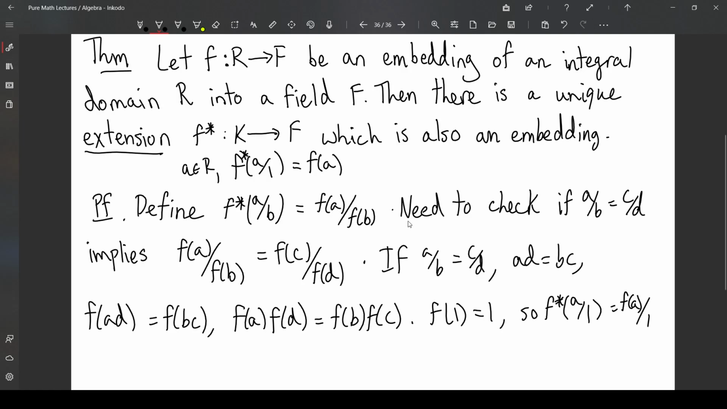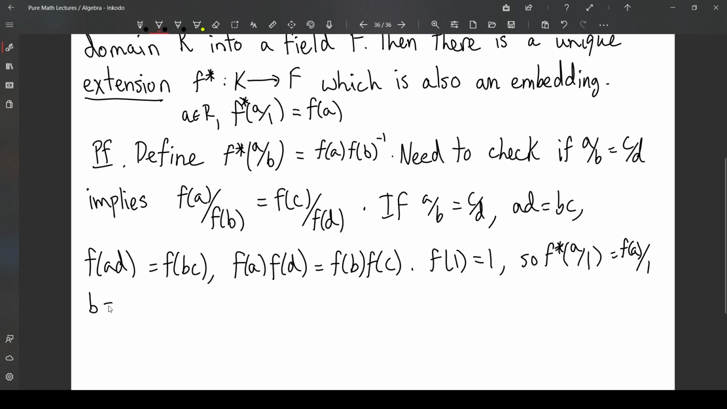Oh, I should technically be saying that this is f of B inverse, since we're dealing with an arbitrary field here. So there's some more details to iron out in that case. So we're assuming B is non-zero. So f of B is also non-zero because the kernel of f is 0.